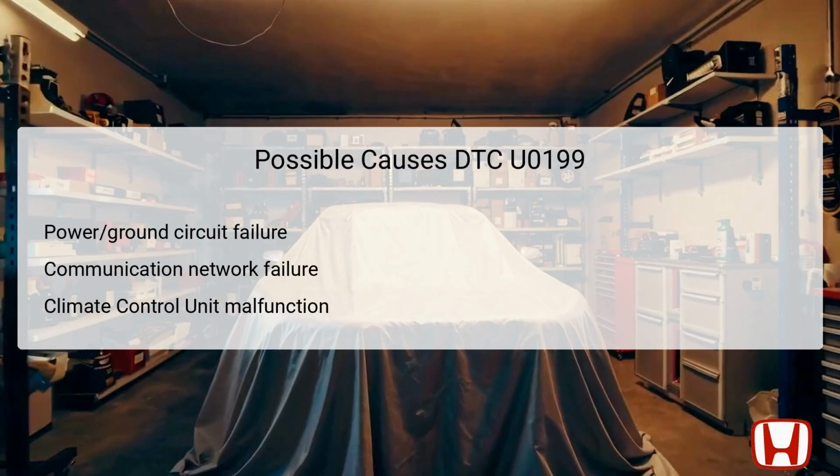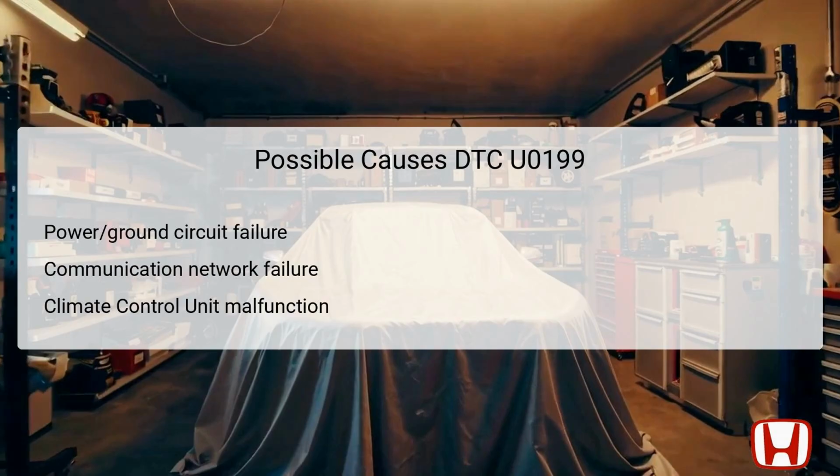Several factors could lead to DTC U0199 being triggered. First, a failure in the power or ground circuit of the power window master switch is often the primary culprit. This failure can prevent the switch from sending necessary communication signals.